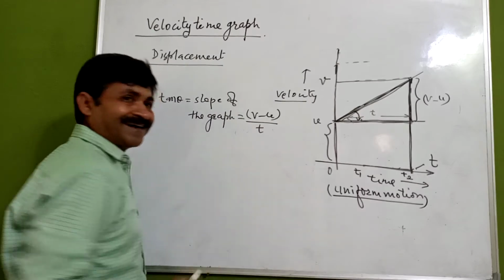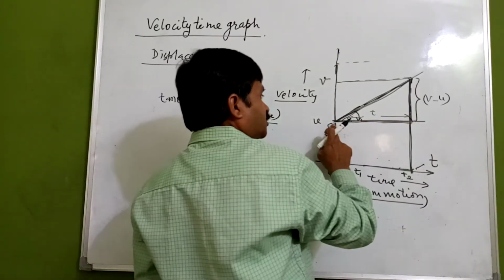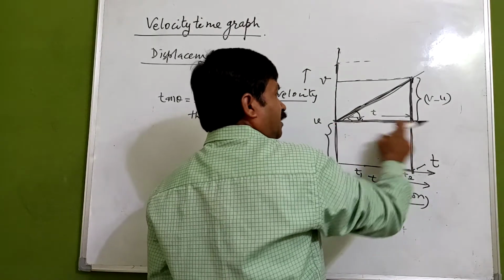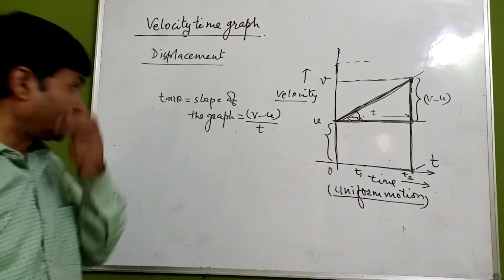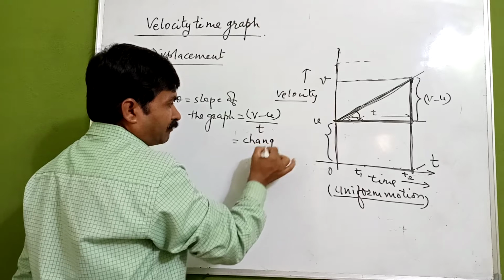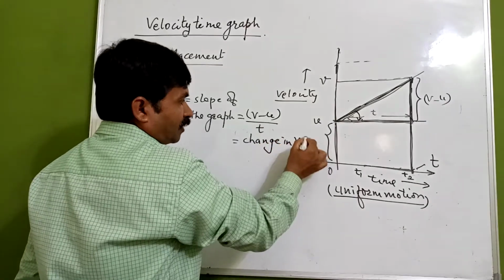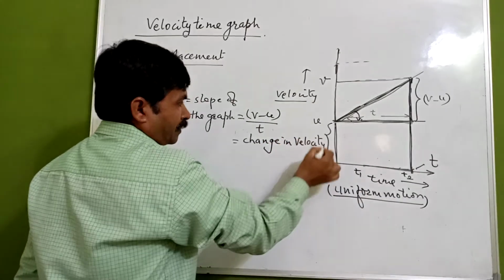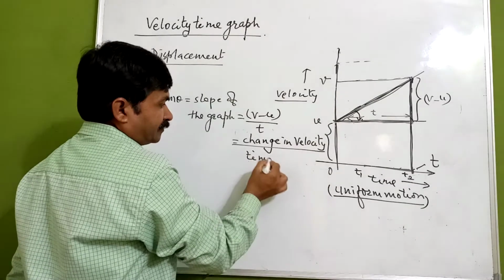I have taken t directly. This is t and this is 0. So from t minus u, that is v minus u means what we have got? Change in the velocity. Change in velocity. And divided by the time taken.